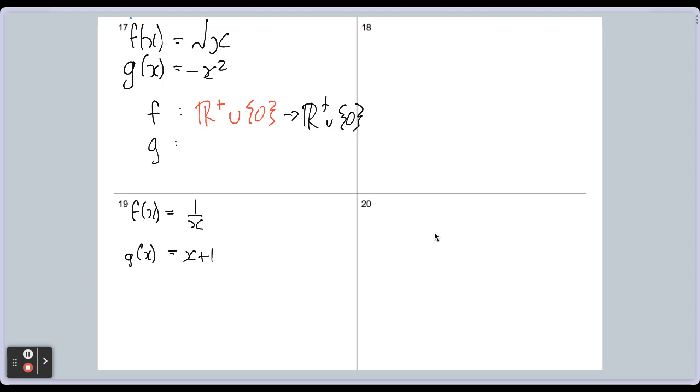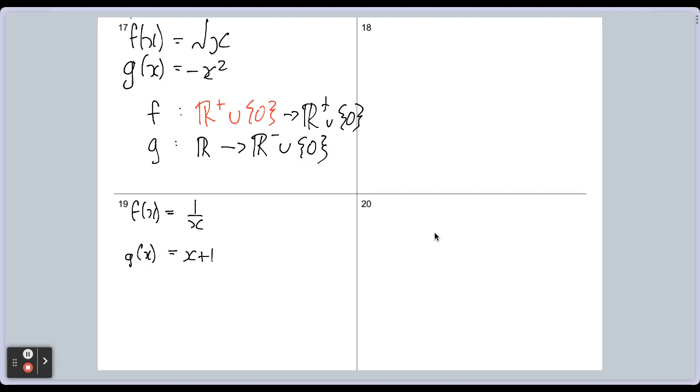G goes from, let me see now, negative x squared. I can take any real number there. I can square it and make it negative. So it goes from all real numbers, but then it outputs a real negative number or 0. Are we okay with that? Comparing these two things, I hope it's clear that all real negative numbers will not be in that set, because this is all real positive numbers and 0. So in fact, 0 is the only one.